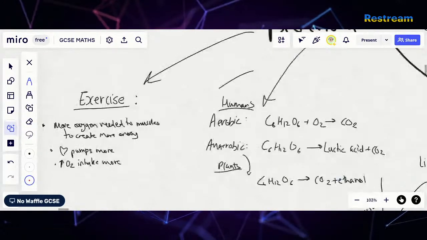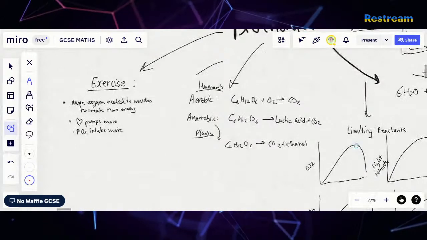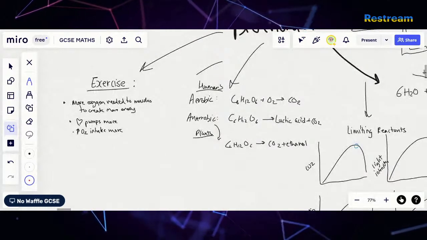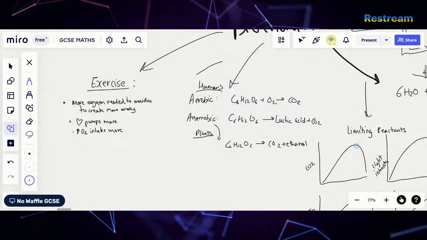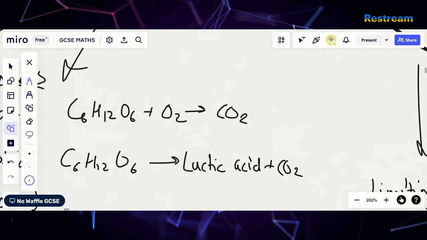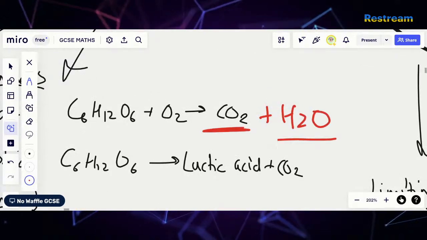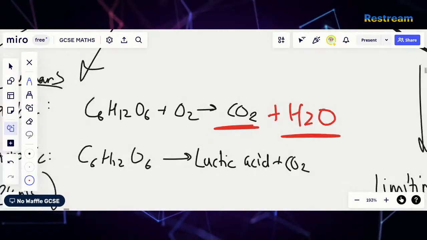So aerobic respiration is glucose creates carbon dioxide and water. Glucose plus oxygen makes carbon dioxide, and don't forget the water here. Just think, when you're exercising, what are the two things you have? Well, you're breathing out faster and you also sweat. That's carbon dioxide and water.